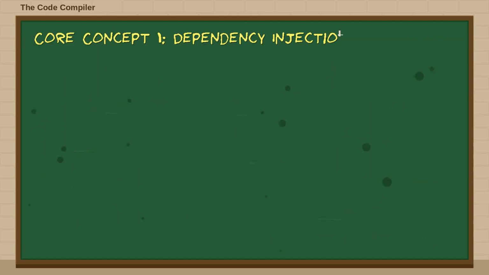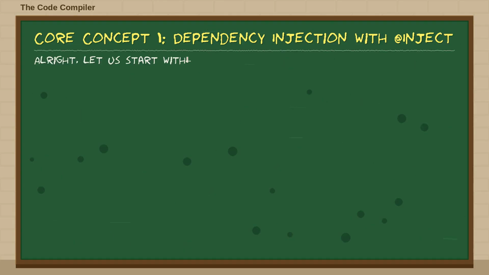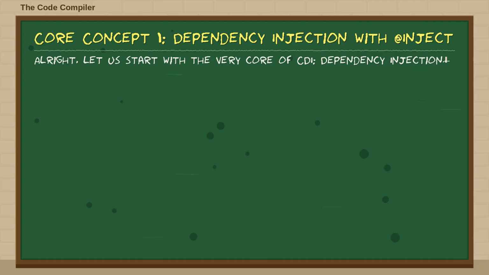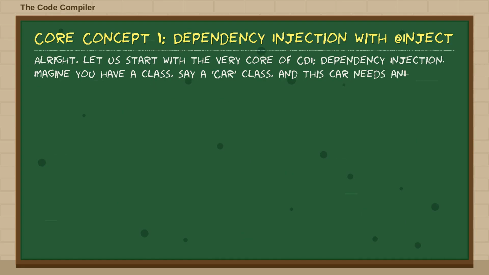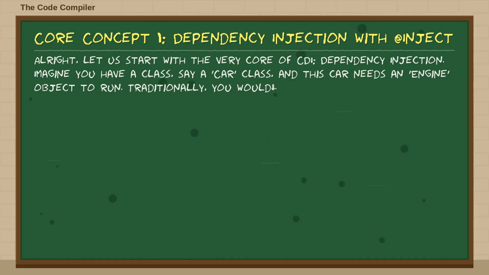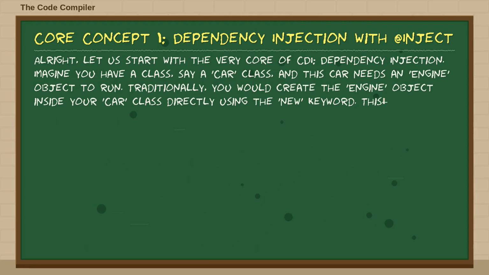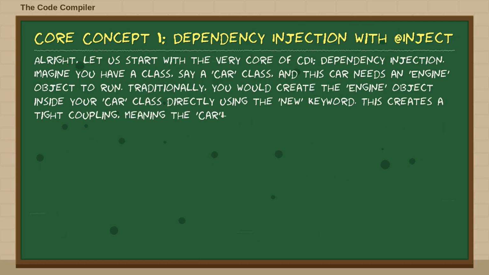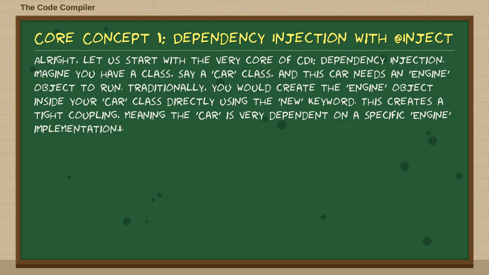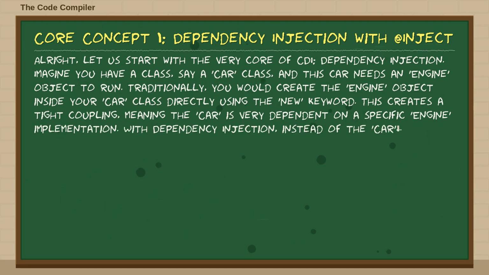Alright, let us start with the very core of CDI, dependency injection. Imagine you have a class, say a Car class, and this car needs an Engine object to run. Traditionally, you would create the engine object inside your car class directly using the new keyword. This creates a tight coupling, meaning the car is very dependent on a specific engine implementation. With dependency injection, instead of the car creating its engine, a special manager, which in our case is the CDI container, provides the engine to the car.